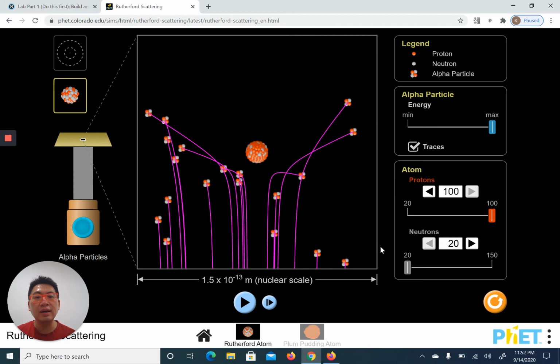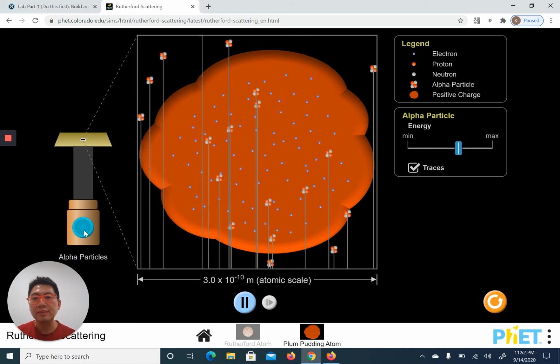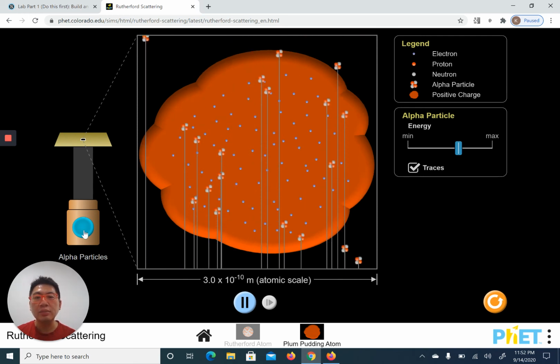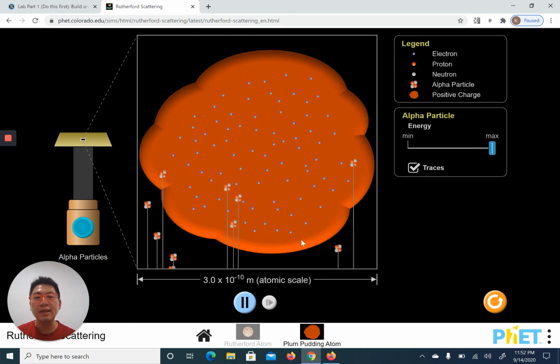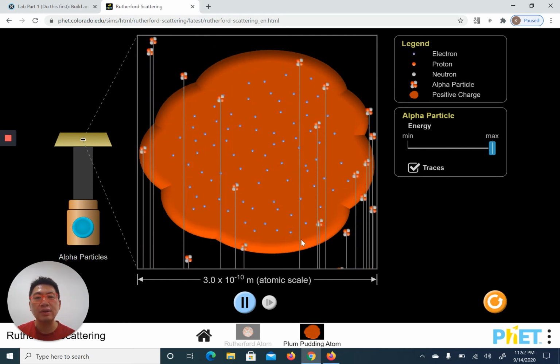Okay, so other things we can do with the plum pudding model. I'll put the traces on here. So I'm going to fire alpha particles and ask you some questions on it. Okay, so you see these alpha particles pretty much going straight through. Maybe they just need more energy. Either way, these alpha particles are going straight through.